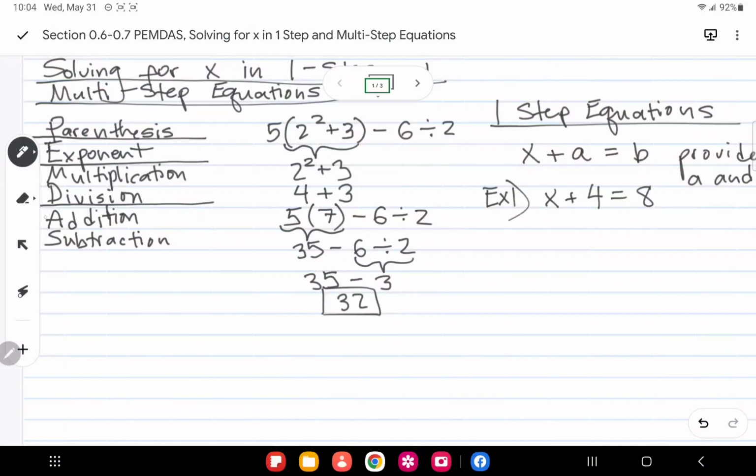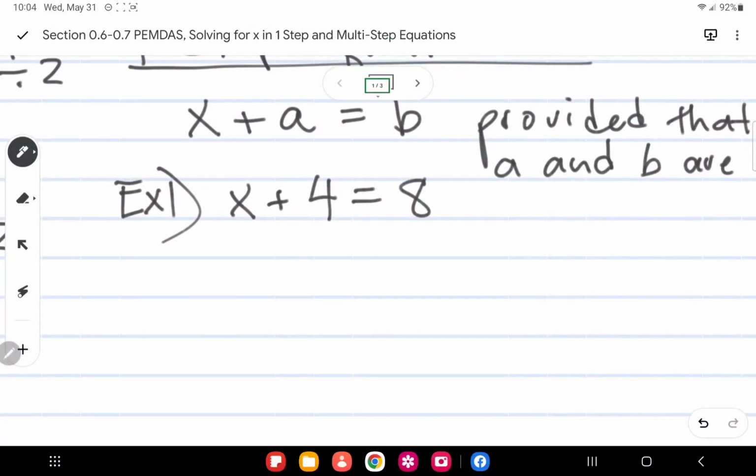Now remember these tiers? This is what will help us understand the opposite of the operation we are trying to do. In this case, we are adding 4, so the opposite is subtracting. So we are going to subtract 4 from both sides. Treat the equal sign as a wall, and whatever you do on the left side, you also do on the right side. So 4 minus 4, that is 0.